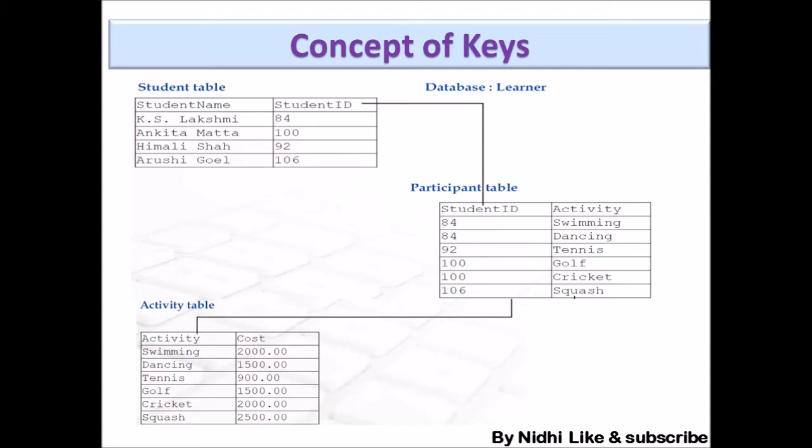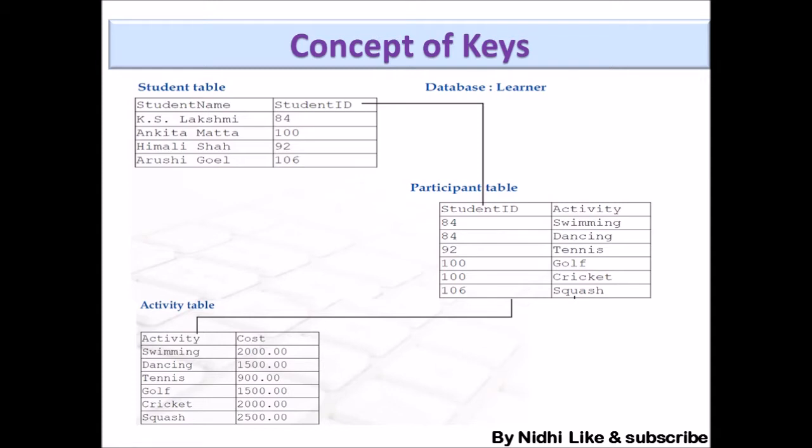Similarly, we have another table, the participant table. In the participant table, we have two columns: student ID and activity. So 84 has activity swimming, 84 has dancing, 92 has tennis, 100 has golf, 100 has cricket, and 106 has the activity squash. So this is about the participant table. These students are participating in these particular activities.